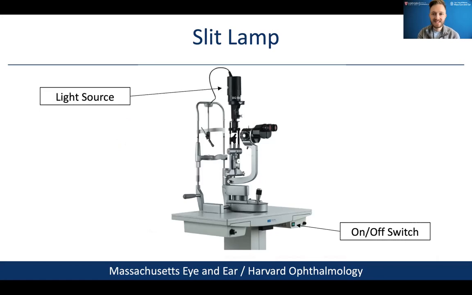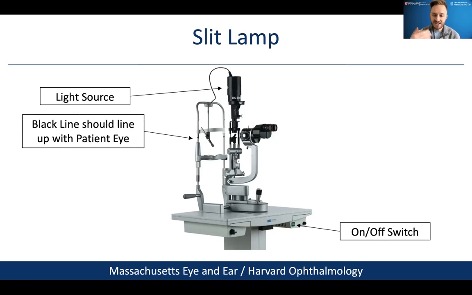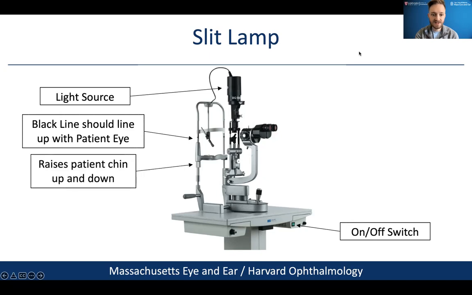Second, what we need to know is that the light source is at the top. So it can get hot and just don't touch it, but this is where the light is coming from. When you ask the patient to come into the slit lamp, you need to know that the corner of their eye needs to be lined up with a black line at the corner of each of these metal bars. In order to make sure that it's aligned, you can actually turn this wheel to raise the patient's chin up or down. This should align their eye to the corner of the black line.